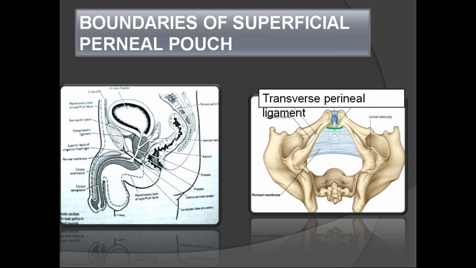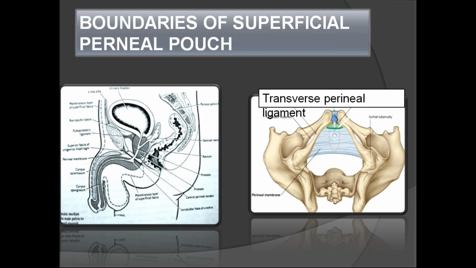So anteriorly it continues with the fascia of the scrotum, fascia of the penis, and fascia of anterior abdominal wall. Posteriorly, it unites with posterior border of perineal membrane. Next, above and below. Above it is bounded by perineal membrane, below bounded by Scarpa's fascia. So in this diagram, four boundaries we can see: superiorly, inferiorly, anteriorly, and posteriorly, right?